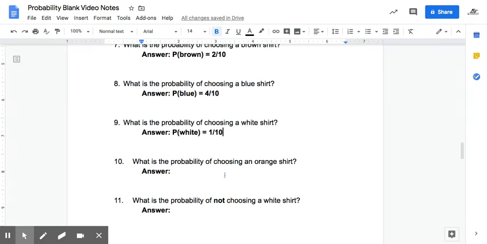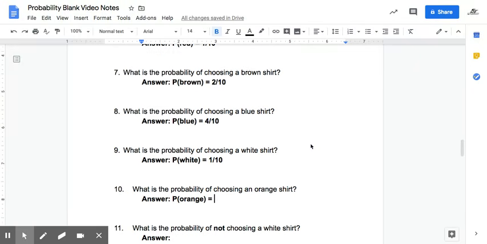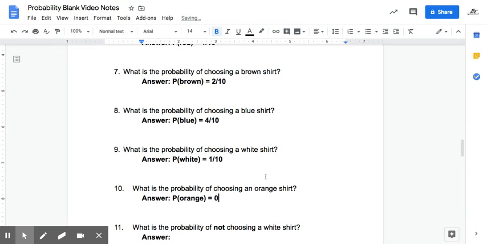Okay, number 10. What is the probability of choosing an orange shirt? Let's go up to our shelves. Well, I don't see any orange shirts. So how many times can I pick out an orange shirt? Since there are none, it's 0. So 0/10.